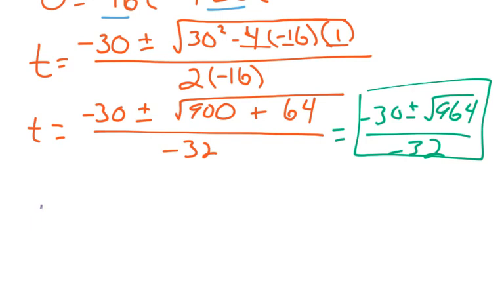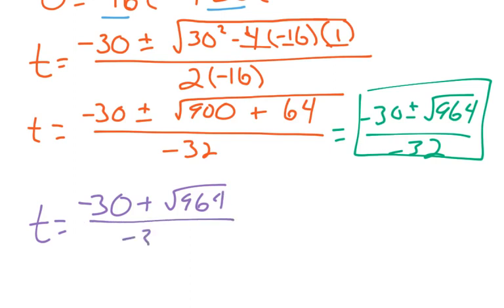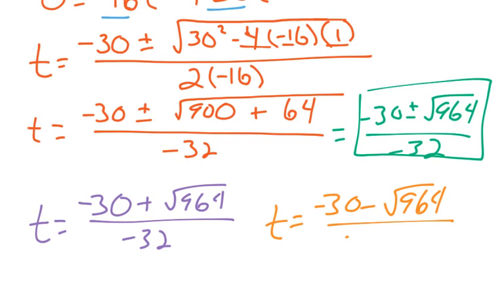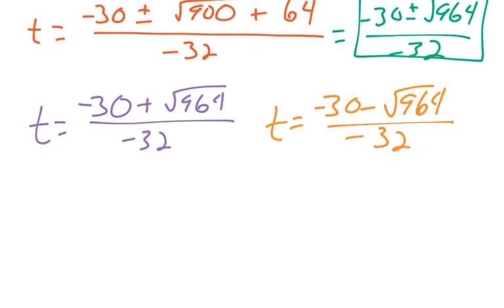Use your calculator. So we'll go t equals negative 30 plus the square root of 964 all over negative 32. And then we'll have one that has t equals negative 30 minus the square root of 964 all over negative 32. I have no idea what the square root of 964 is. All I know is that you can use your calculator to come up with an answer here. And I would recommend that you do that. Just make sure that you type the numerator in parentheses before you divide by negative 32. Go ahead and type those in your calculator.